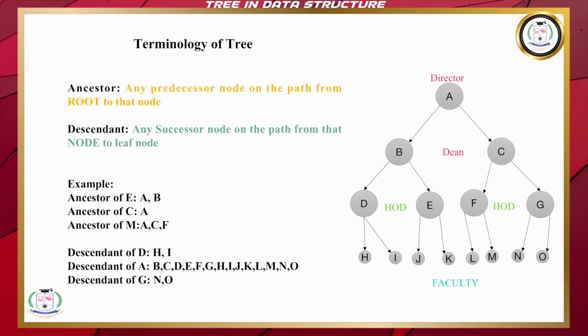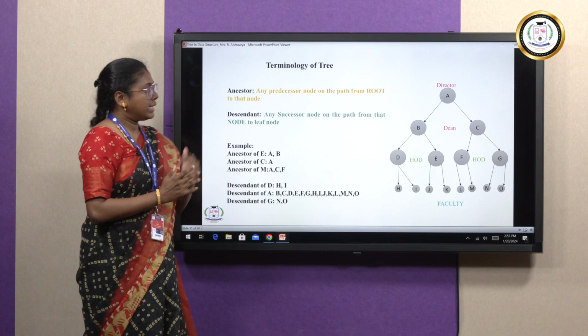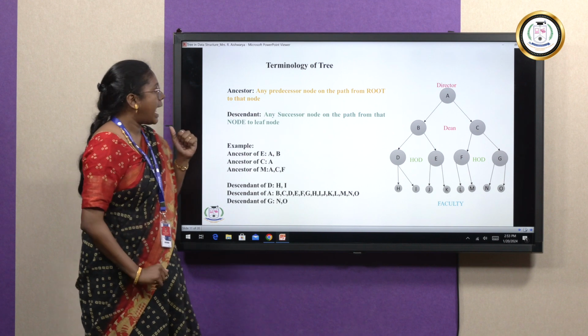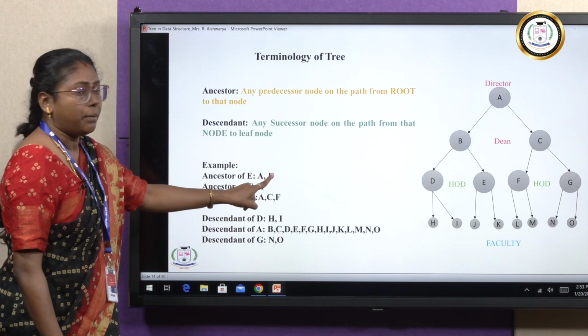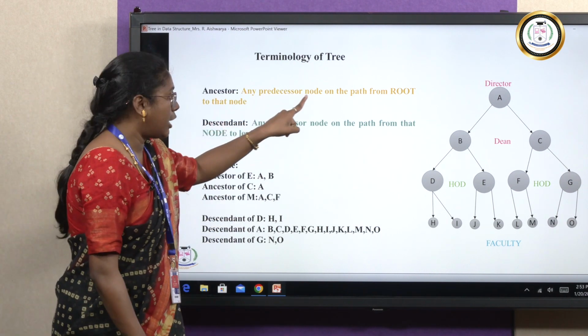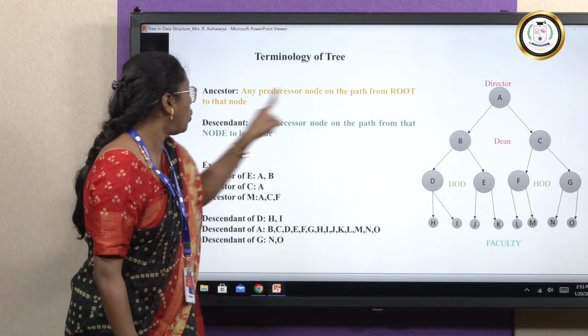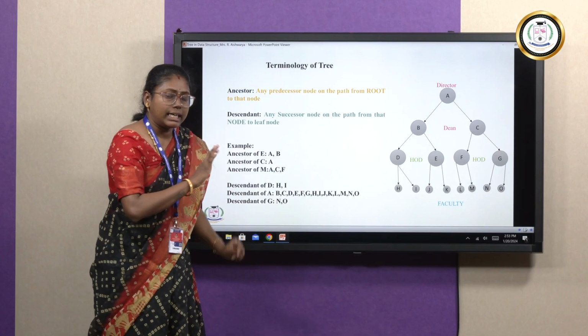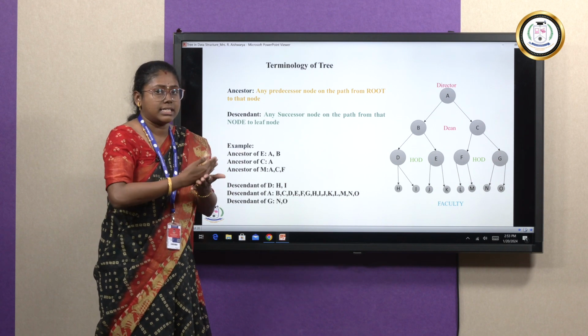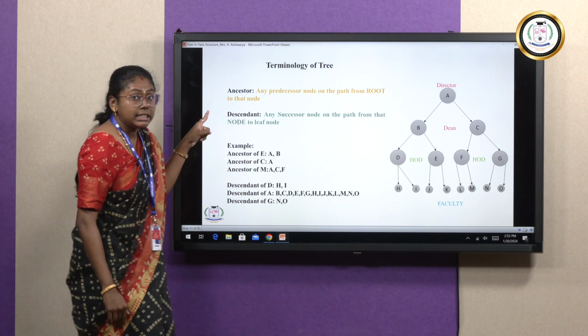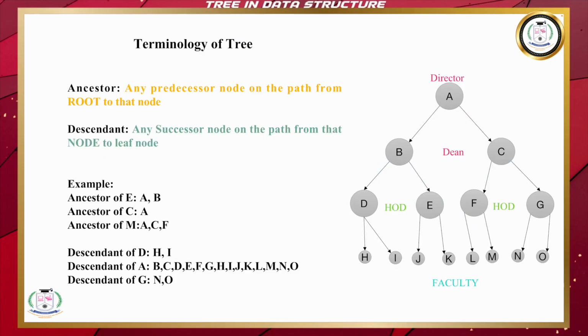The next one, ancestor. This is a very important one. An ancestor is any predecessor node on the path from the root to that node. Let's see the example. What is the ancestor of E? Here I have given A and B. What is the meaning? Any predecessor node on the path from the root to that node. Previously we found the predecessor and successor node. Predecessor means previous, successor means immediate next. But for an ancestor, it is any predecessor node on the path from the root to that node.